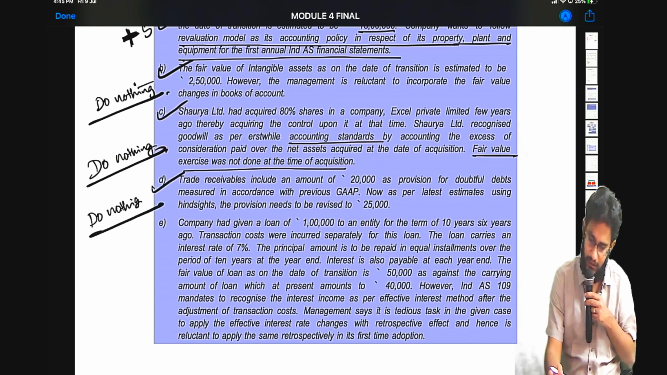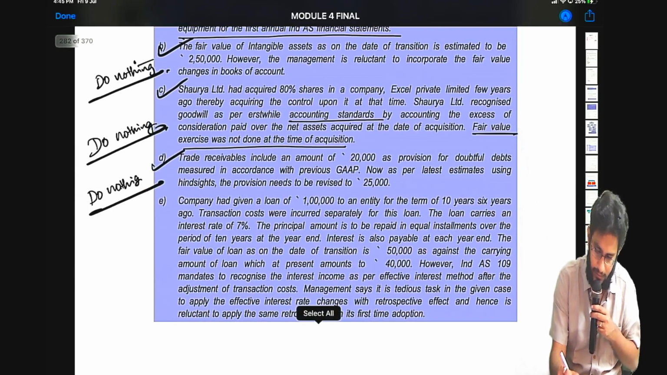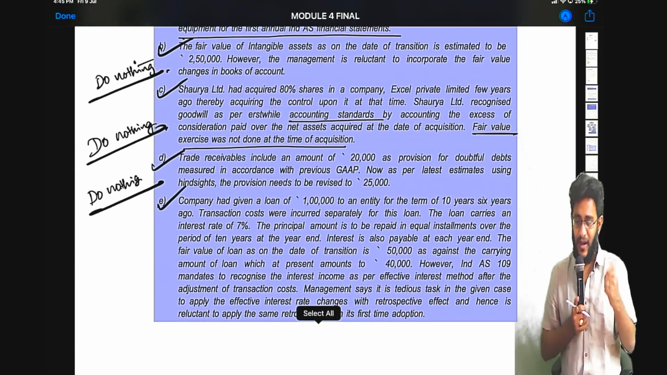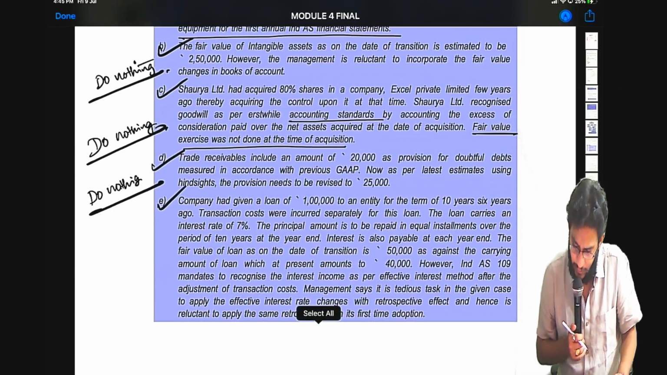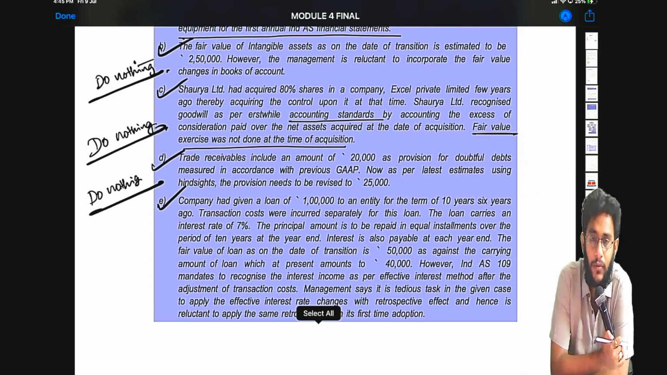Sir, how many do nothing, sir? Okay, this much only. From here onwards you have to do something actually. Okay, maybe here also do nothing. Anyway, let's see. The company had given a loan of rupees 1 lakh to an entity for a term of 10 years, 6 years ago.